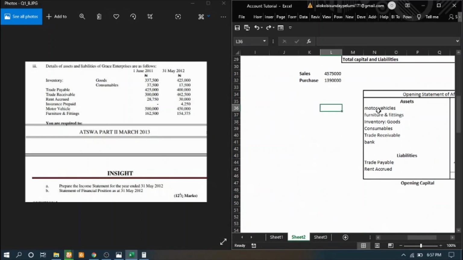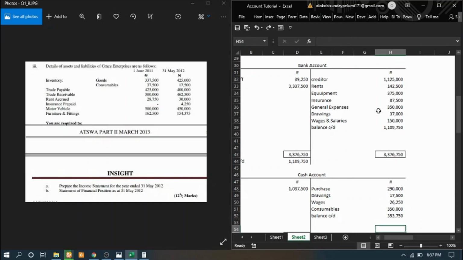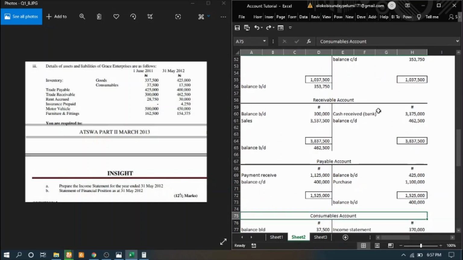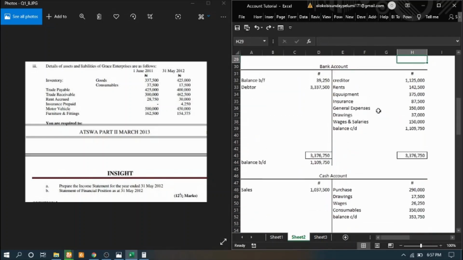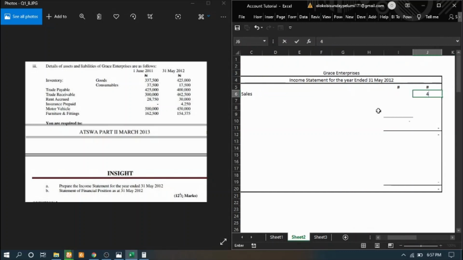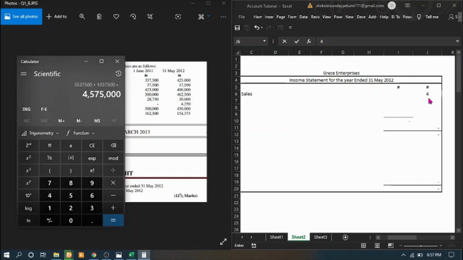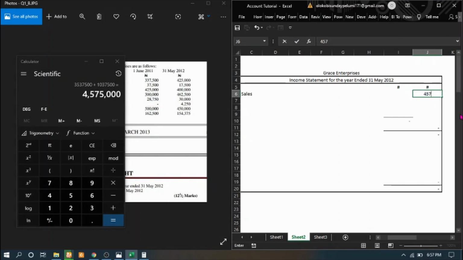Same thing applies to purchase too. These two are calculated by summing your credit purchase and cash purchase together. So I think that is well understood. So now we can prepare our income statements. So firstly, we have sales, and our sales is, let me check the calculator, 4,575,000. So thank you, calculator.